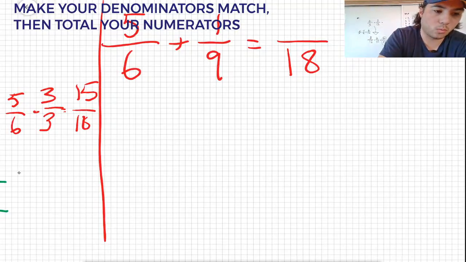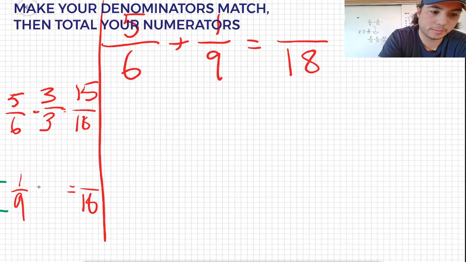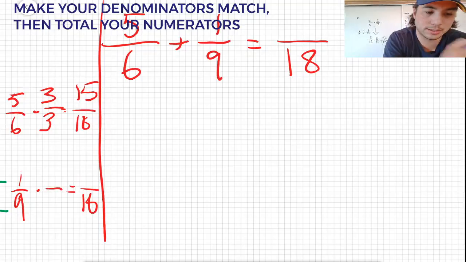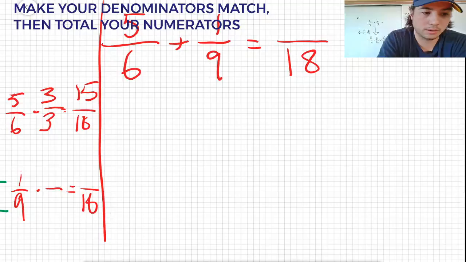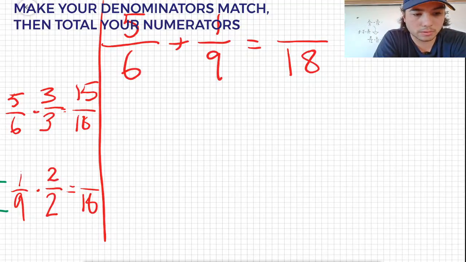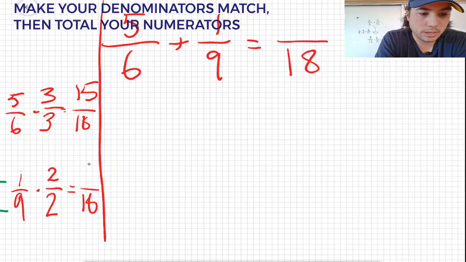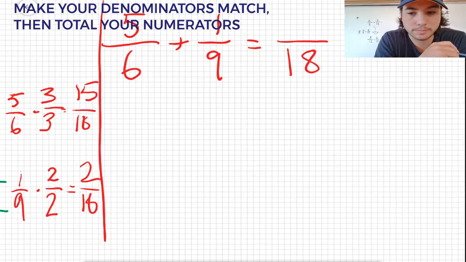Now let's do our other one. 1/9 equals how many 1/18? 9 times what is 18? 2, yeah. So we're going to use 2/2 as our equivalent of 1. 9 times 2 is 18. 1 times 2 is 2.